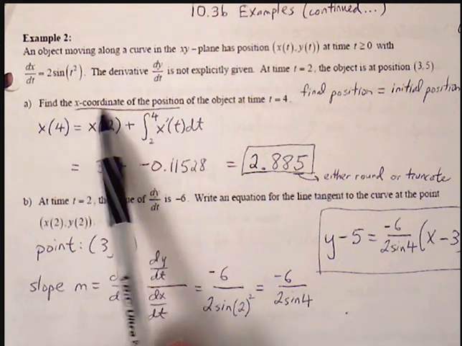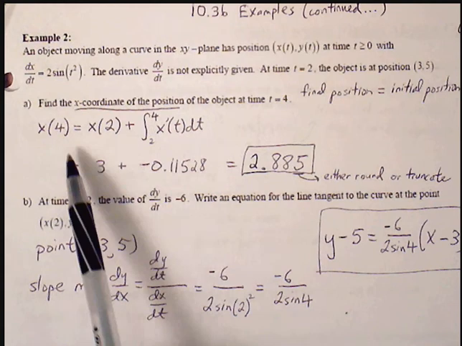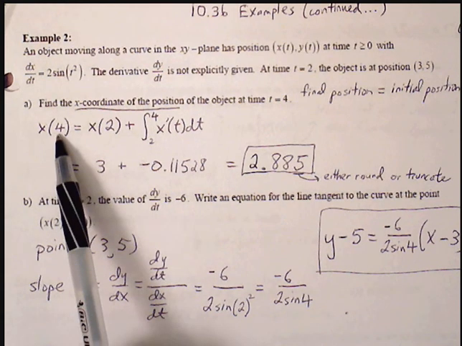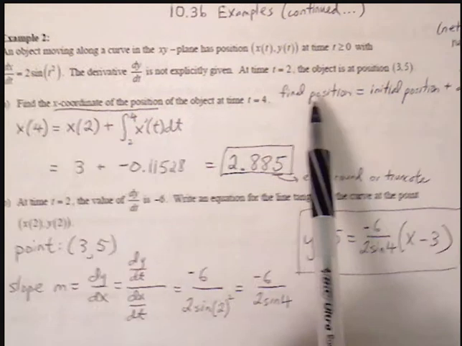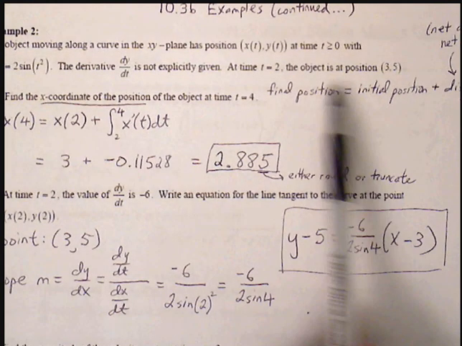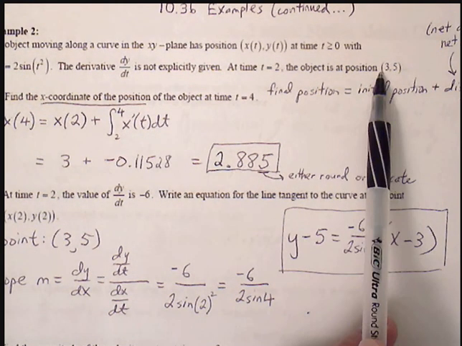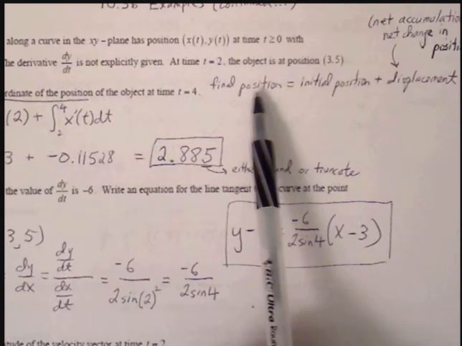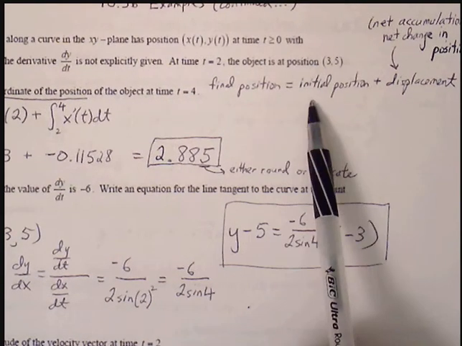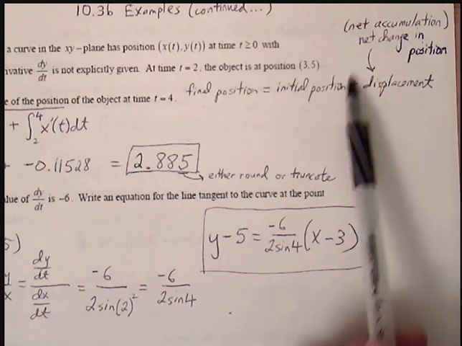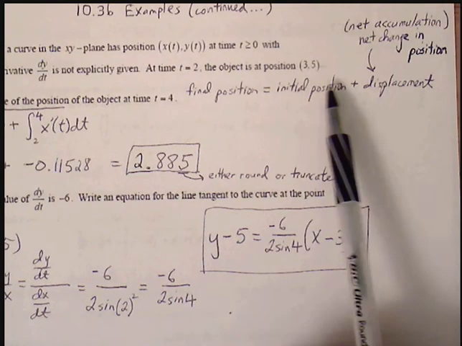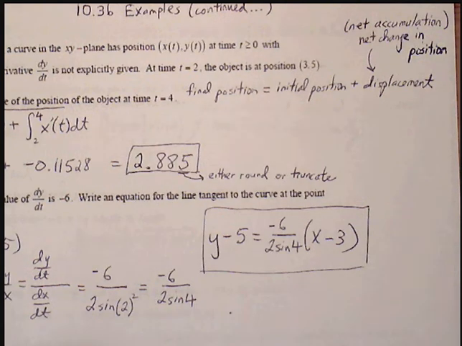So we're trying to find the final position of this object, which is x of 4. Well, to get to x of 4, we need to have an initial position. So we're starting at what they give us, which is x value of 3. So remember, to find the final position, we have to provide the initial position plus the displacement, this change in position that will take us from the initial position to our final position.